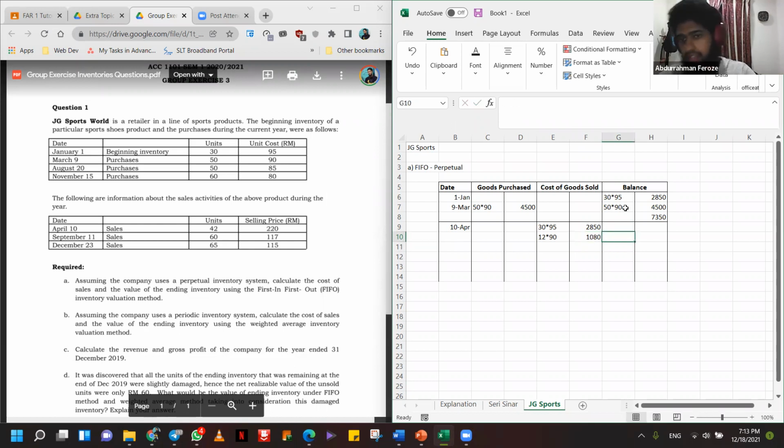Right, now what is the ending balance? Panata, could you answer what is remaining at 10th April? What is the balance remaining at 10th April? You said so. 38. 38.